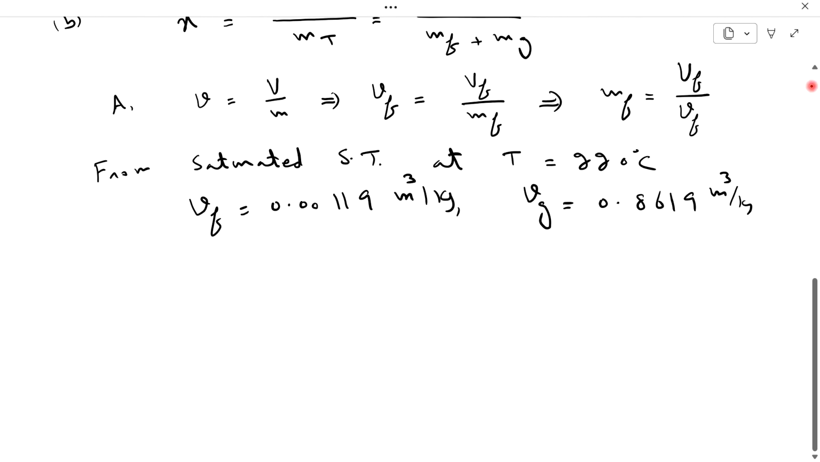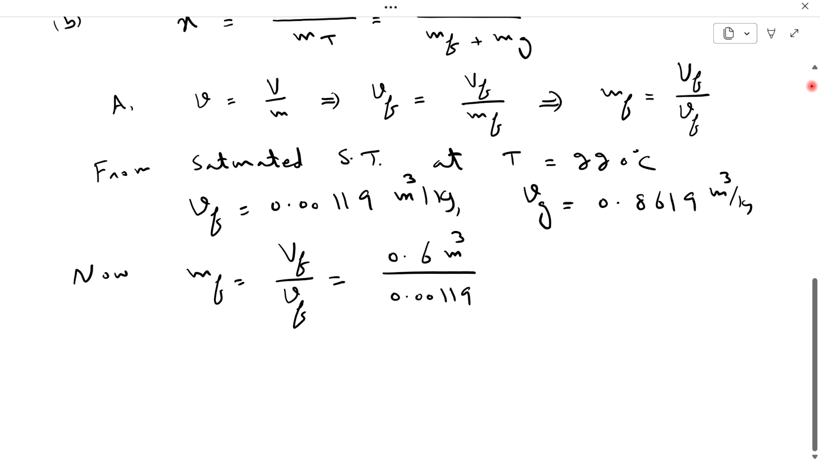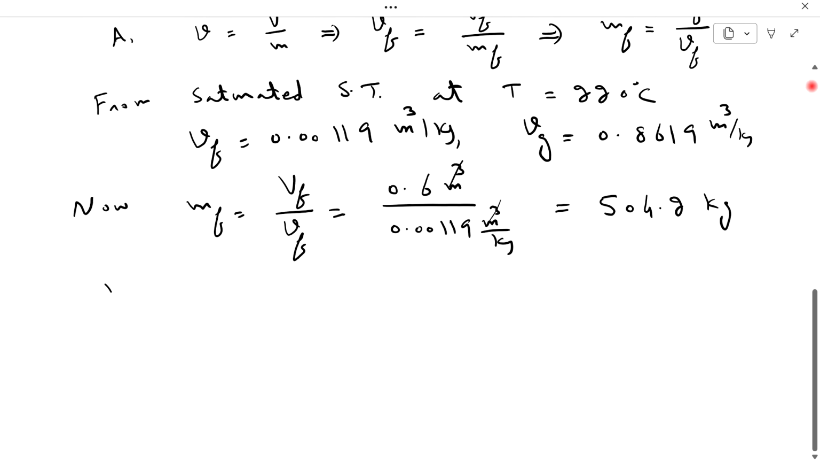Now we can find Mf, mass of liquid, which is equal to total volume of liquid divided by specific volume of liquid. Total volume of liquid is 0.6 and specific volume of liquid is 0.00119 meter cube per kg. Meter cube will cancel with meter cube, and in double division this goes in the numerator. So 0.6 divided by 0.00119 is equal to 504.2 kg. This is the mass of liquid.